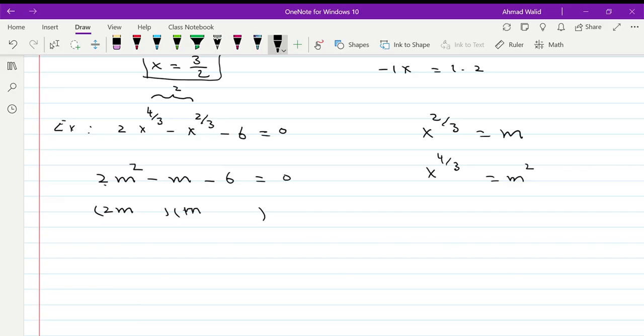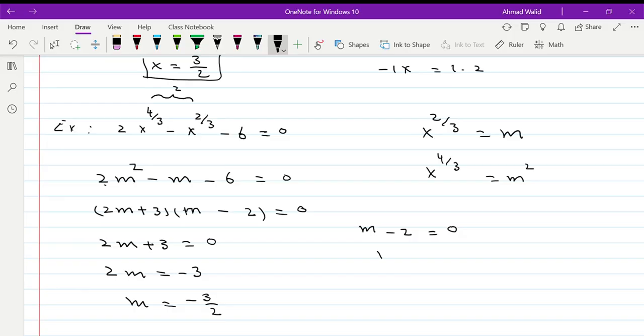Possible factors of 6 is 2 and 3. Correct? Here 3, here 2. One of them positive, one of them negative. Of course, the greater number should be positive. Equal to 0. Now, 2m plus 3 equals 0. It means 2m equals negative 3 and m equals negative 3/2. From here, m minus 2 equal to 0. It means m is equal to 2.